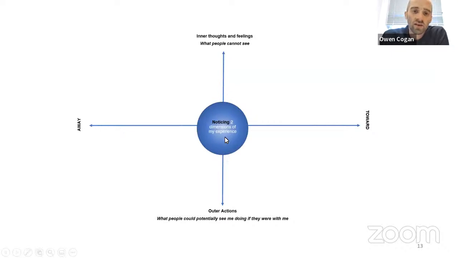On the vertical axis, at the top there, you've got inner thoughts and feelings, stuff people can't see. At the bottom, you've got outer actions, so things that people might be able to see you doing if they were with you. And then on the horizontal axis, we've got away and towards. So humans, like all organisms, tend to move towards things that they want more of and away from things that they want less of. And this is all about looking at these different dimensions of our experience and looking at what's driving us, what kind of elements are tied up with us moving towards the things that we value and want to be about, and what kind of elements of our experience are away moves.